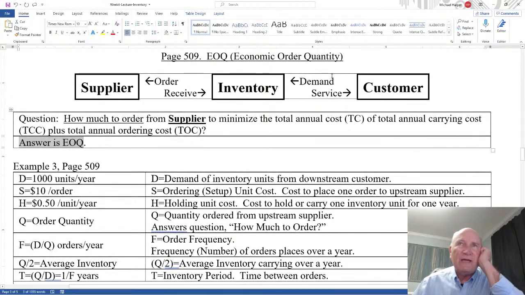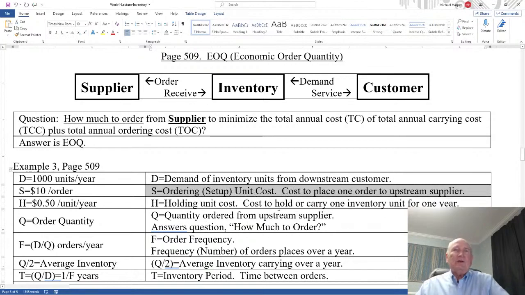First, our demand, customer demand. Suppose it's 1,000 units per year. That's the demand of inventory from the downstream customer. S is called the setup cost or the ordering cost. It's how much it costs to place the order. Cost to place one order upstream to the supplier. And that ordering cost is per your purchasing department or your buyers, people who place orders.